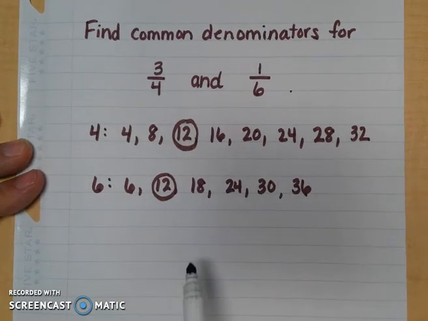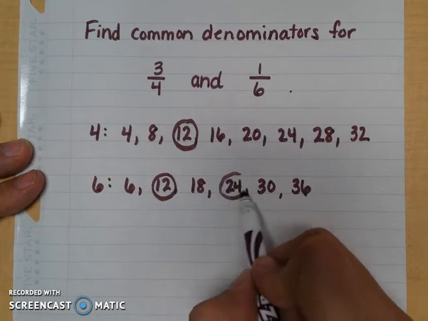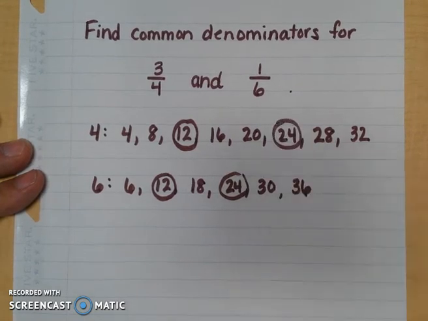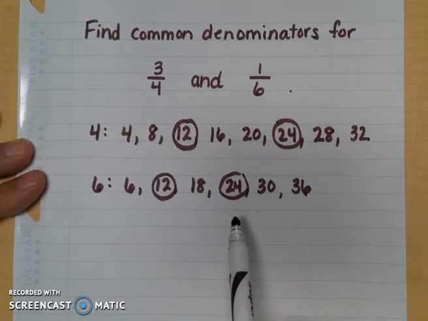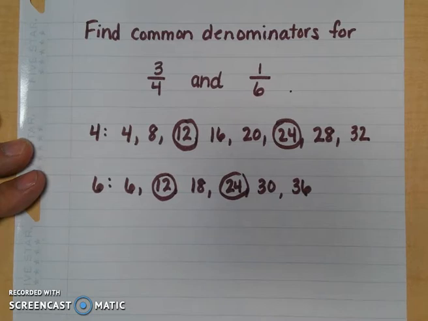You can see that both 4 and 6 also have a common multiple of 24. You can use the denominator of 24, but we're going to stick with the denominator of 12 since that one appears first.